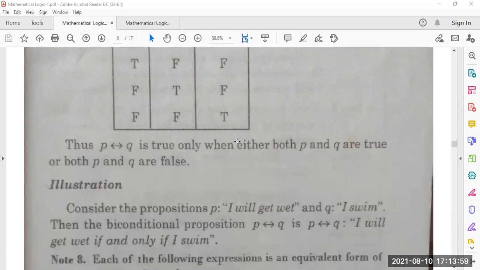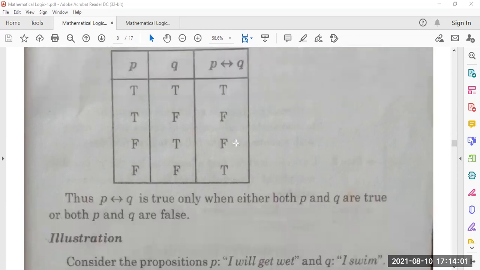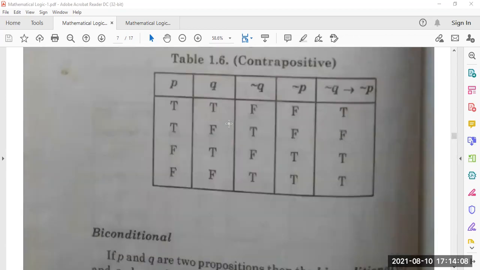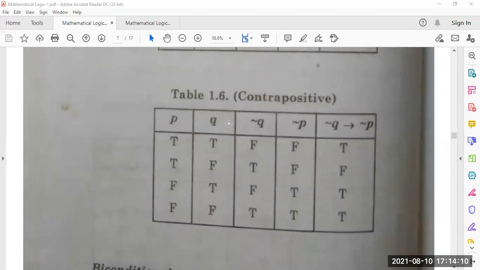Thus P, hello, थोड़ा ऊपर कीजिए ना, हाँ बोलो. सर, इससे ऊपर वाला पेज दिखलाइए ना तो. This one. ये सर ठीक है.